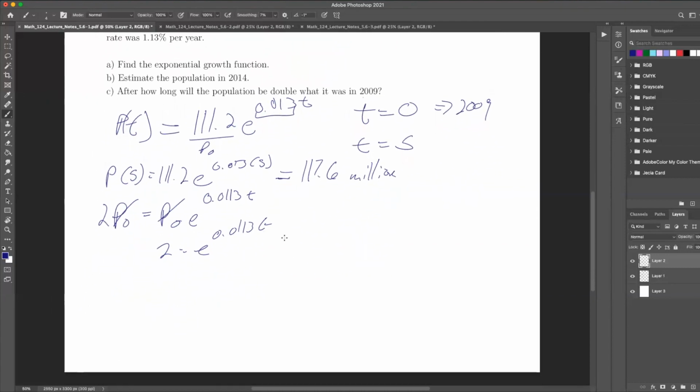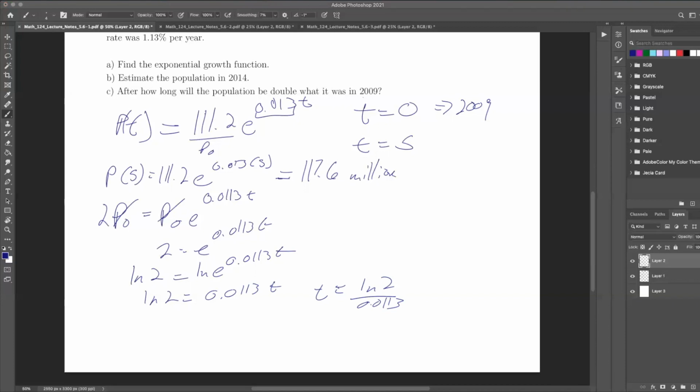And so here, if I wanted to solve this, what do I do? I take the natural log of both sides, right? So I have ln of 2 equals ln of e to the 0.0113t. Well, that means ln of 2 equals 0.0113 times t. So that means t equals ln of 2 over 0.0113. And we'll just crunch through that number. In fact, I have it pre-crunched for you.